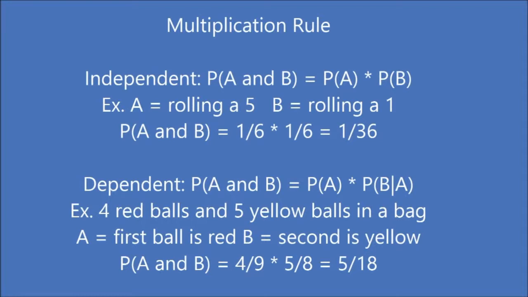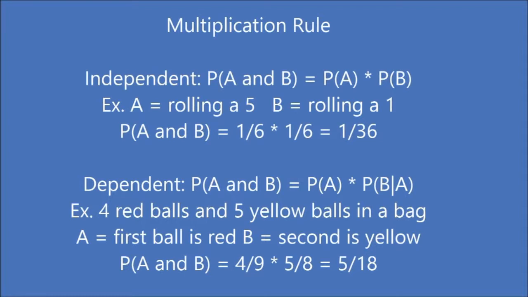In this example, A is rolling a 5 on a die and B is rolling a 1 on a die. These events are independent and the probability of each event occurring is 1/6. To find the probability of both A and B to occur, just simply multiply 1/6 and 1/6. The probability of rolling a 5 and a 3 is 1 over 36.